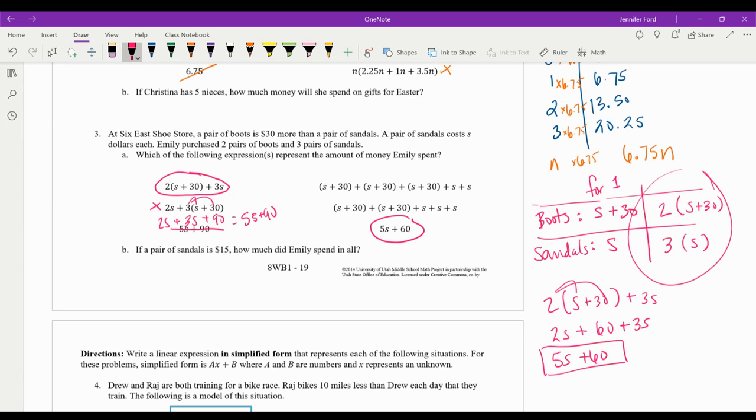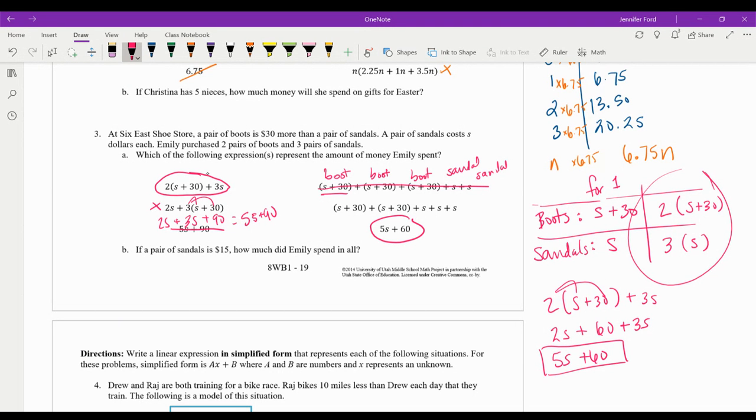This one's really close. S plus 30 is one boot. So this is like a boot and another boot and another boot. And then S was a sandal, so sandal and then another sandal. So that would be 3 boots and 2 sandals. But she actually bought the opposite of that, so that's not right. But that's going to help us with this last one.